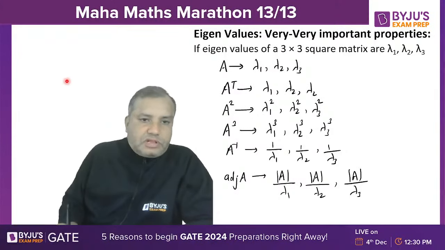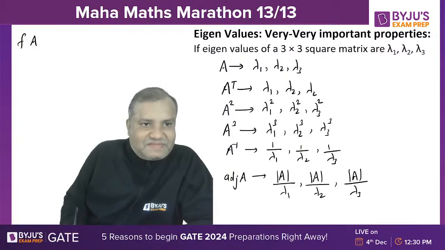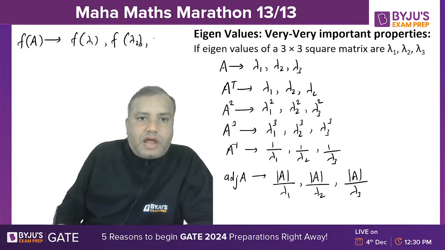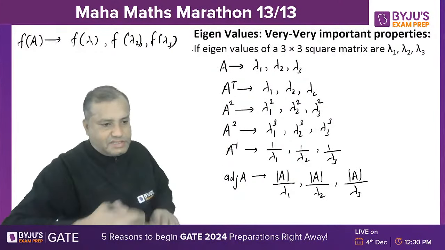Now, last but not the least, if there is a matrix function f of A, then its eigenvalues will be f of lambda 1, f of lambda 2, and f of lambda 3. Nice. Thank you, Manu.